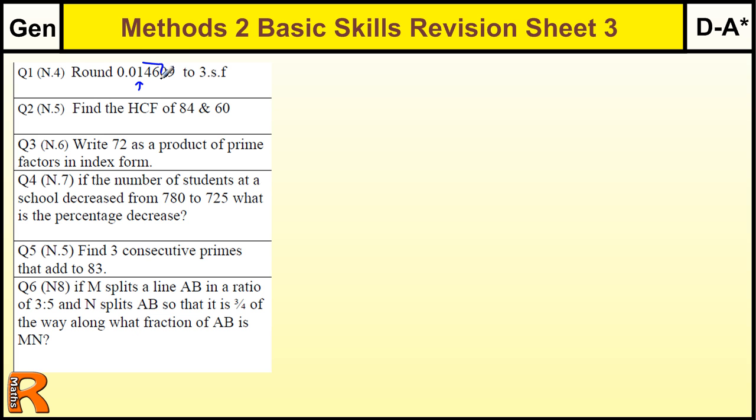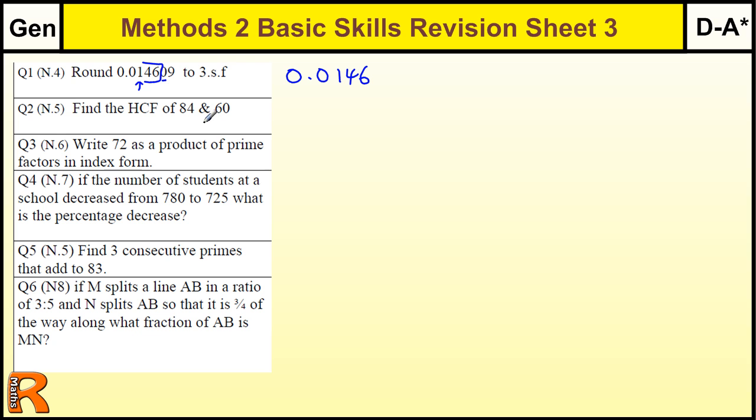So I'm going to chop this number off at the 6. Check to see whether the next digit is bigger than 5 or 5. Then it would round up, but in this case it's not. So the answer is 0.0146. So those are our three significant figures.